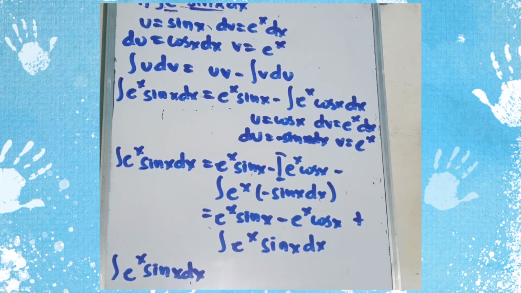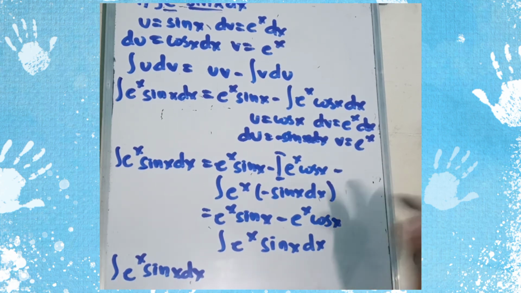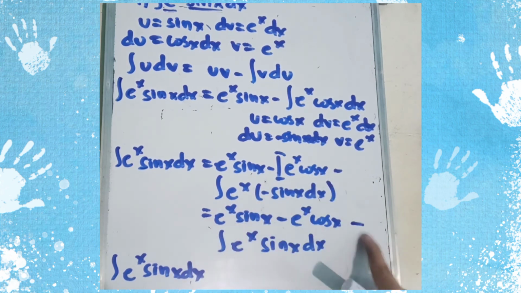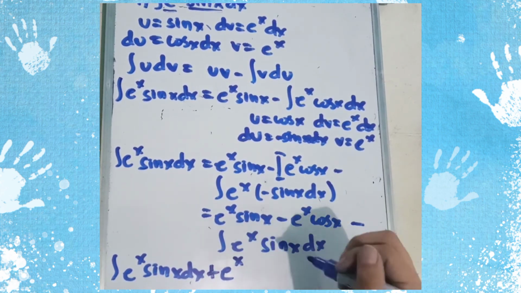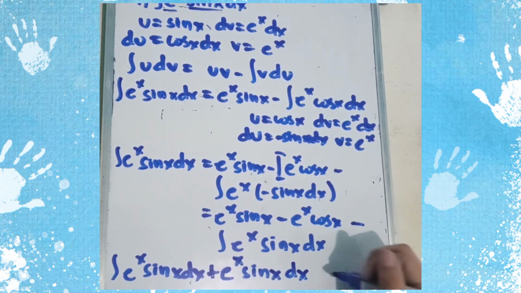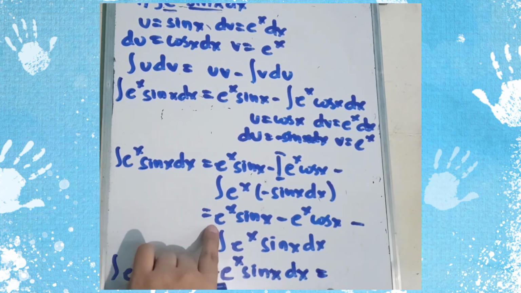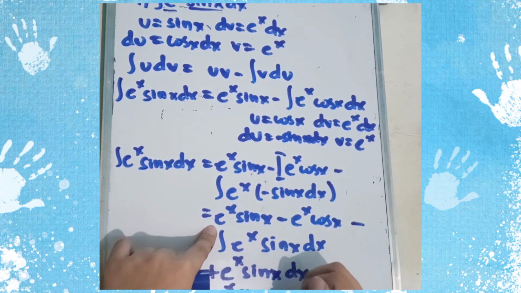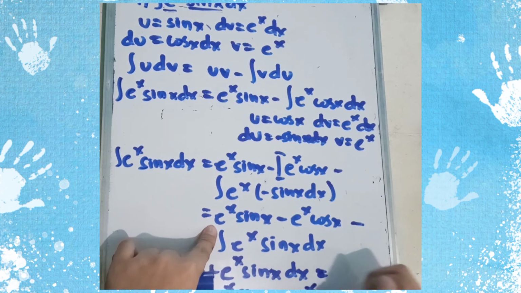Let me check. I'm sorry, this should be negative, because that's negative, negative, and negative. So 3 negatives is negative. So if we transpose this one to the other side, that will be positive e raised to x sine x dx is equal to, what would remain on the other side are this one, e raised to x sine x minus e raised to x cosine x.